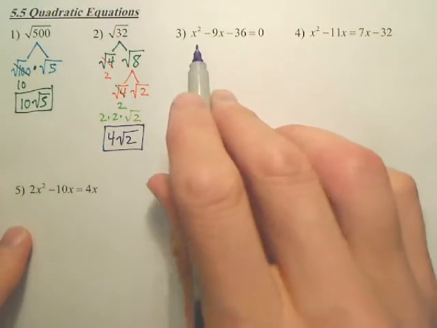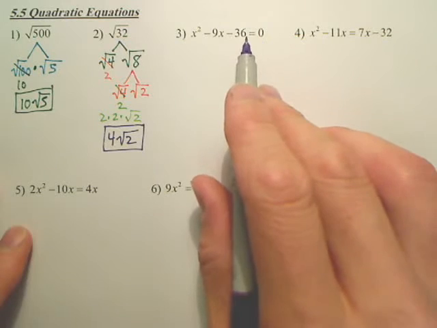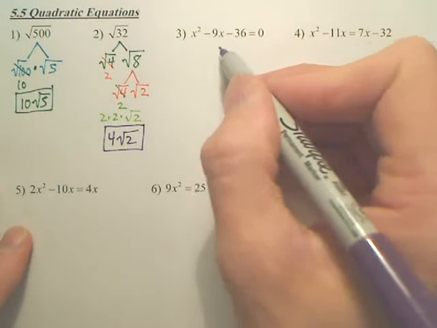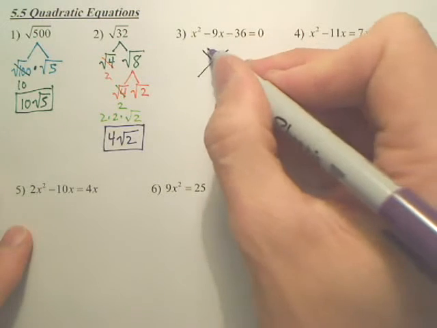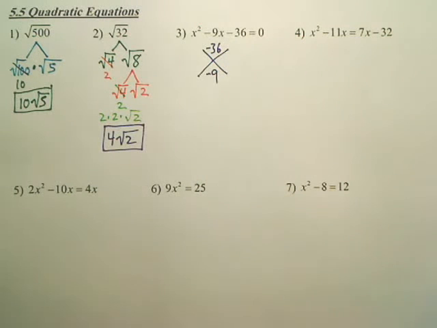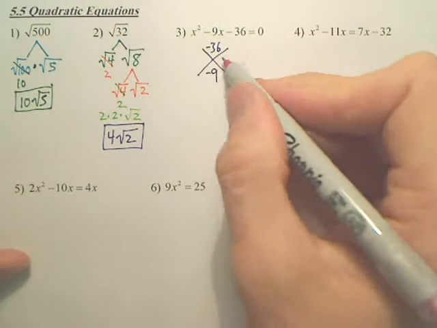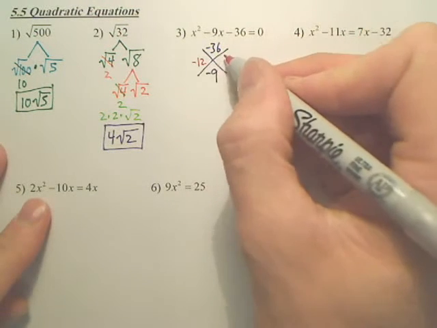Okay, now we're going to solve this. And the way you solve this quadratic is you factor. If I factor the left side, it's equal to 0. If I factor it, I get negative 36 on top, negative 9 on bottom. What are my two values to give you negative 9? Negative 12 and 3?